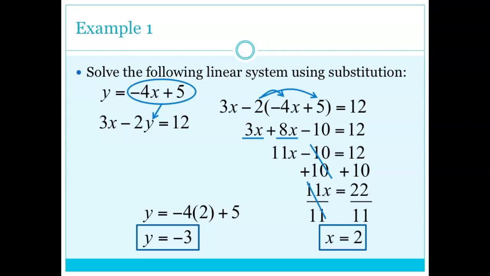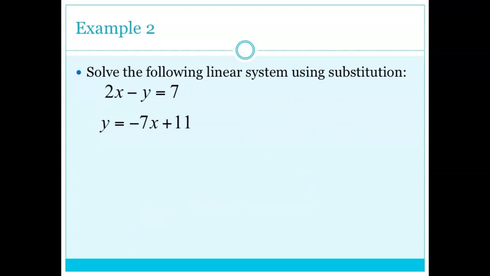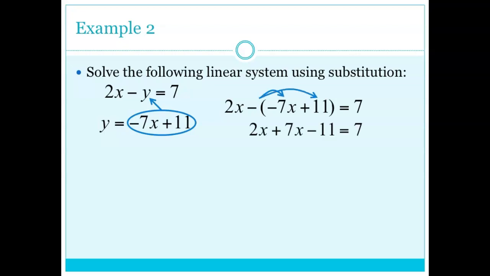Let's do another example. We have 2x minus y equals 7 and y equals negative 7x plus 11. Again, I have one of the variables already by itself, in this case in the second equation. So I'm going to substitute the y in the first equation with negative 7x plus 11. So this is going to be 2x minus, and then in parentheses, negative 7x plus 11 equals 7. Now let's distribute that minus. So we have 2x plus 7x minus 11 equals 7.